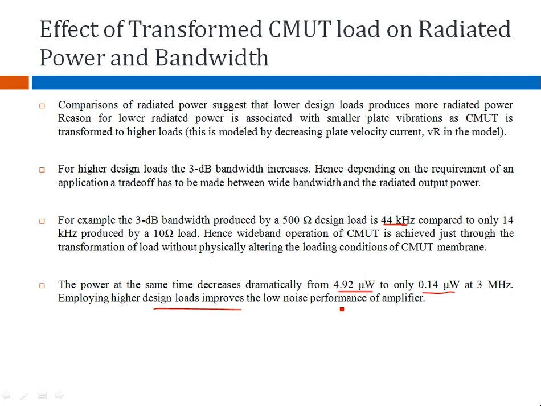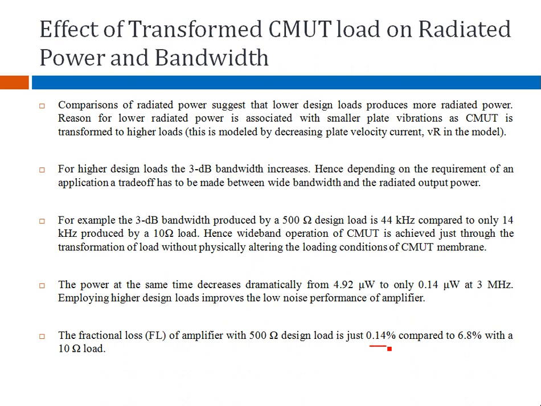The fractional noise of the amplifier is just 0.14%, which means if such CMUTs are to be used as implantable devices, the Class E amplifier is going to conserve the DC battery for a larger amount of time. And for, let's say, medical imaging, for high transform loads you're going to have wider bandwidth, which is going to help in diagnostics. The fractional loss of the amplifier again is very small compared to 6.8% with a small transform load.